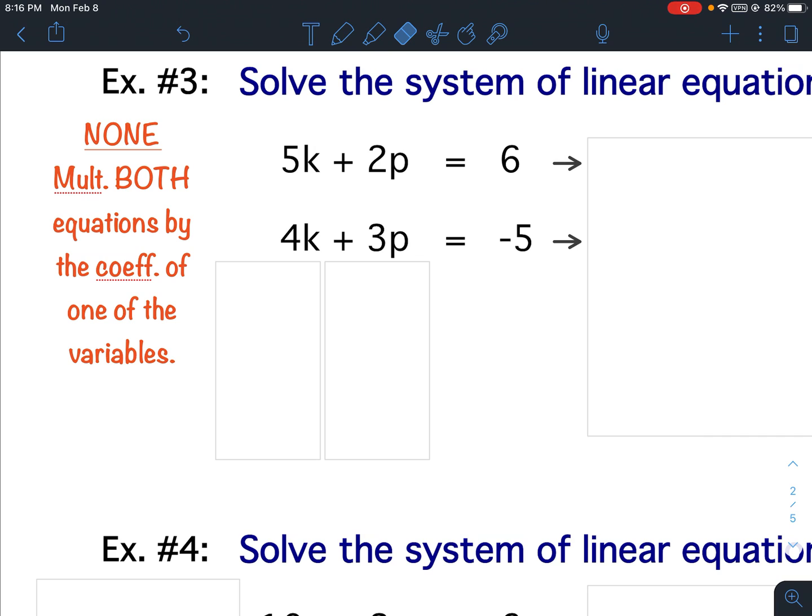Since it's none of the above, we need to multiply both equations by the coefficient of one of the variables. So we need to decide: do we want to multiply them both by the 5 and the 4, or the 2 and the 3? I would choose the 2 and the 3 because they are smaller numbers. If you want to do the 5 and the 4, you can. For the notes, let's all do the same thing, but if this were your homework, you could use either one. But again, I want to use the smaller numbers, so I'm going to use the 2 and the 3.